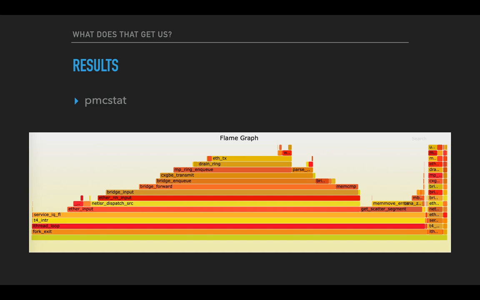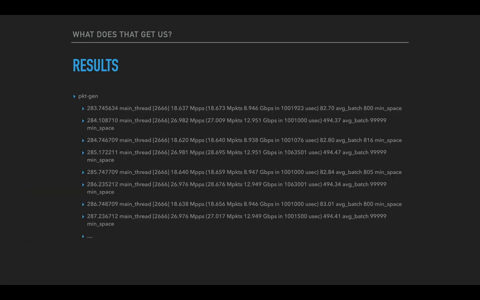Now, we all know what they say about assumptions, so we should verify this. Running the same test setup, one interface sends packets, the other interface receives packets. What do we see? We now receive 18.6 million packets per second.